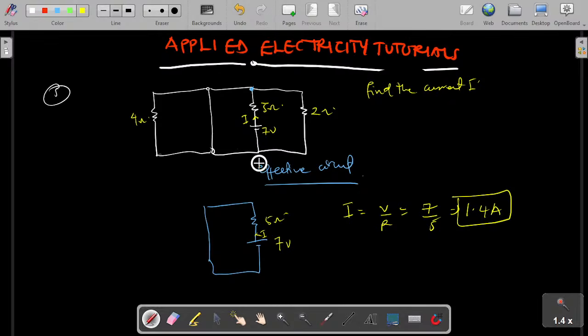This is to introduce you to the concept of short circuits and how to identify short circuits. Okay, so this is the answer for our fifth question.